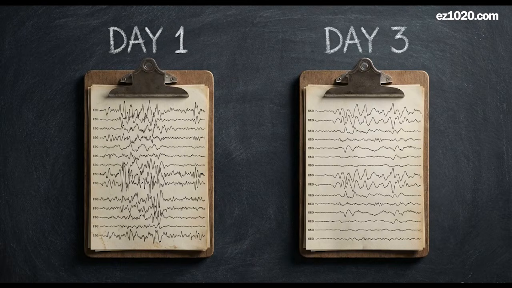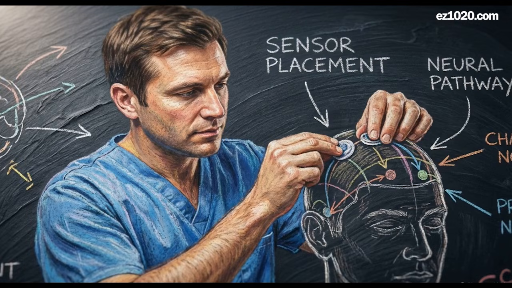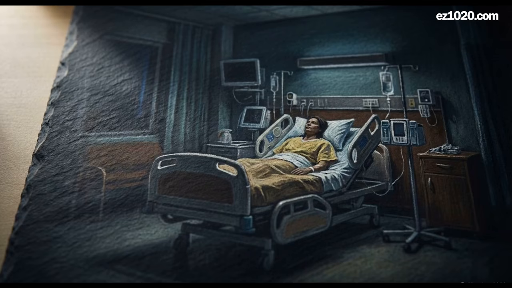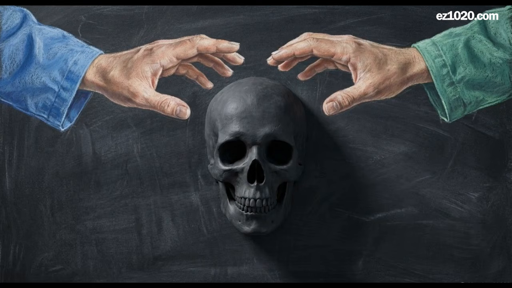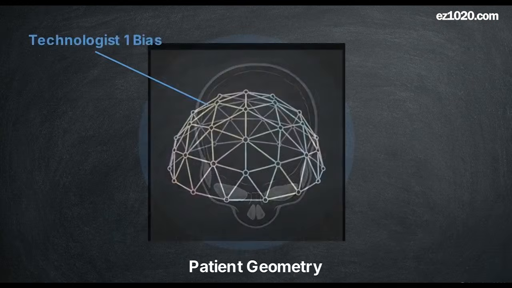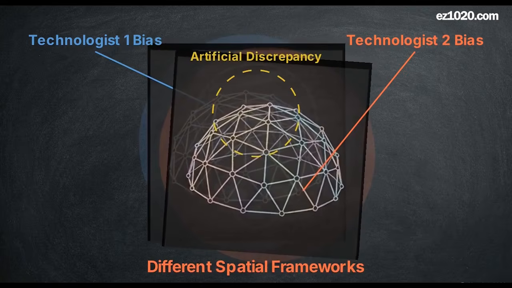Lack of measurement also creates major vulnerabilities in serial EEG comparisons used to monitor intensive care patients or track epilepsy over time. Consider a patient receiving an EEG on day 1 from Technologist A and a follow-up on day 3 from Technologist B. Both use visual estimation rather than a tape measure. The differing visual biases of 2 different technologists guarantee 2 different spatial frameworks for the same patient.